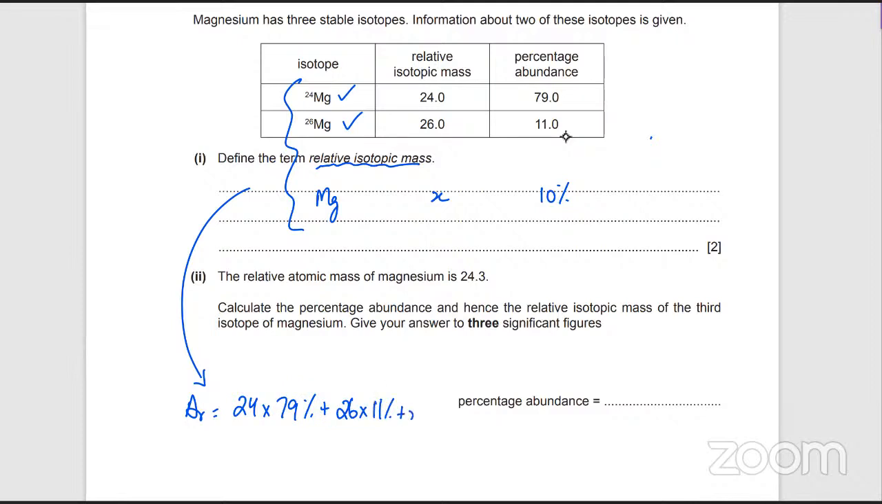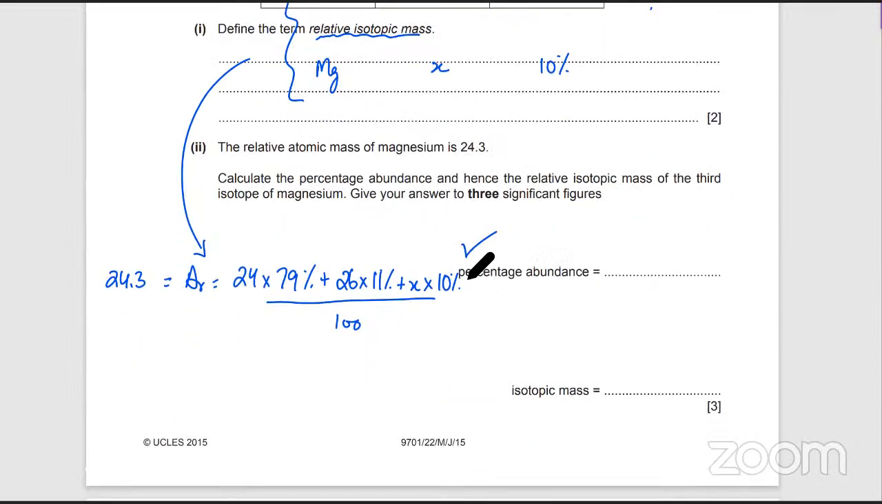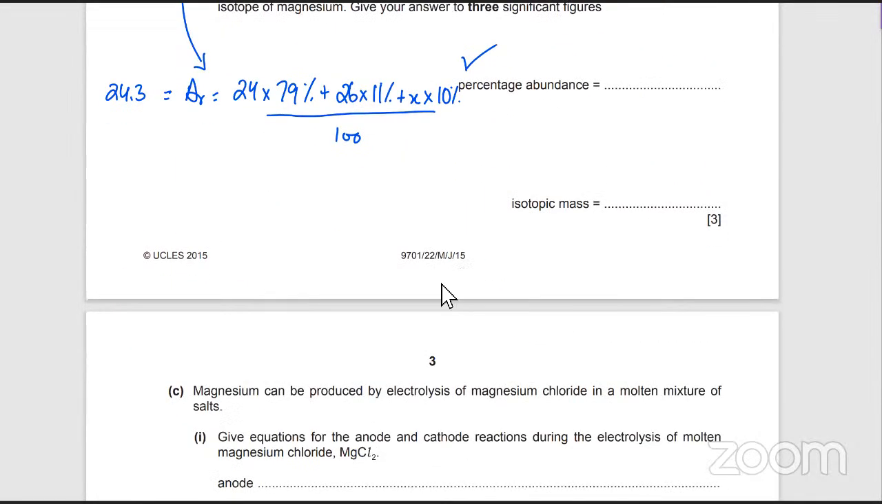Take the third isotopic mass, which you don't know what it is, and multiply it by its abundance and divide by 100. Okay? The Ar is already known, that's 24.3. All you have to do is solve this and you'll figure out what the answer is. Okay? So X can be found out this way.